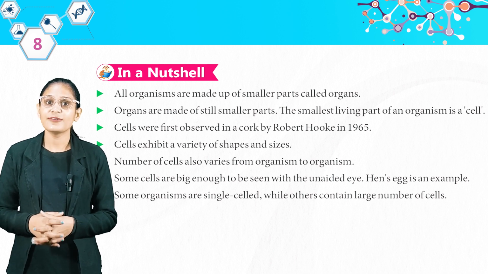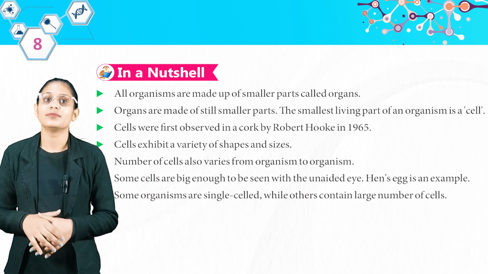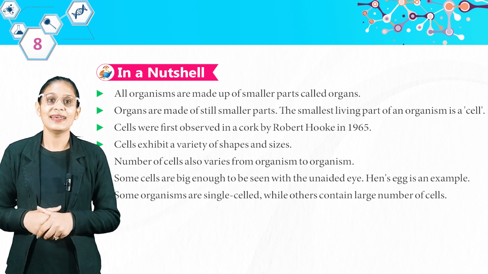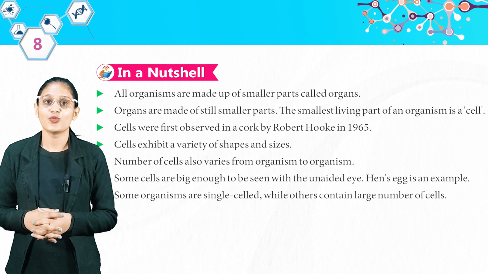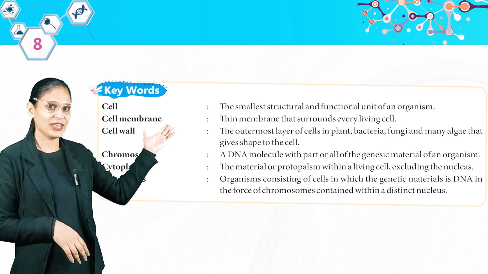Some cells are big enough to be seen with the unaided eye. Hen's egg is an example. So, hen's egg is a cell. Some organisms are single-celled, while others contain large number of cells. Here, students, we have some keywords.